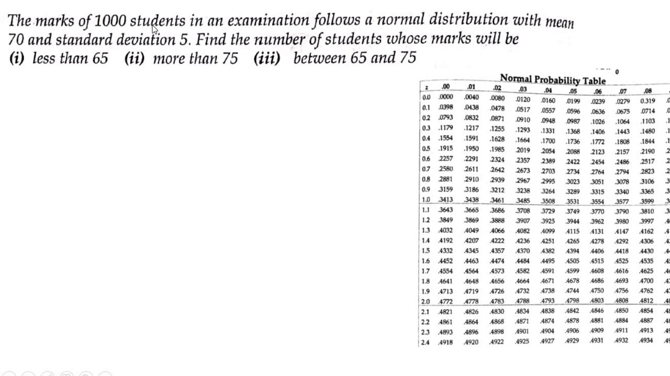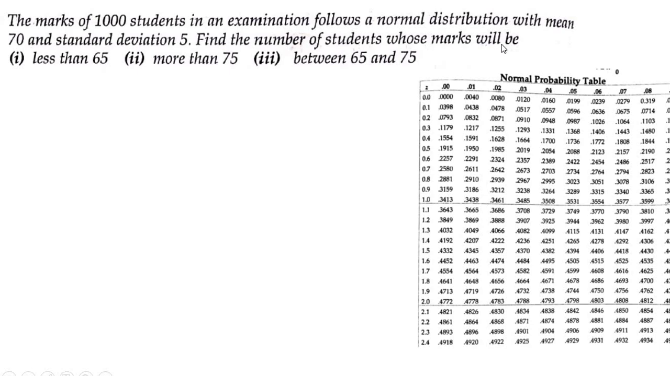The marks of 1000 students in an examination follows a normal distribution with mean 70 and standard deviation 5. So what is given in the question here? The marks of 1000 students is being given in an examination. It follows a normal distribution with mean 70 and standard deviation 5, which means that mu is equal to 70 and sigma is equal to 5 is being given.